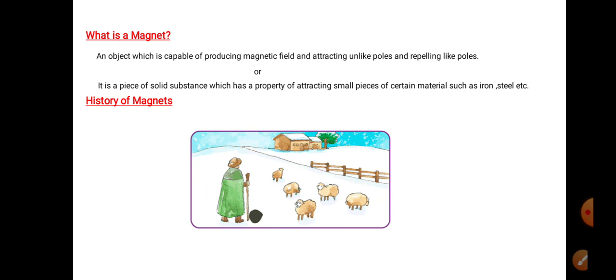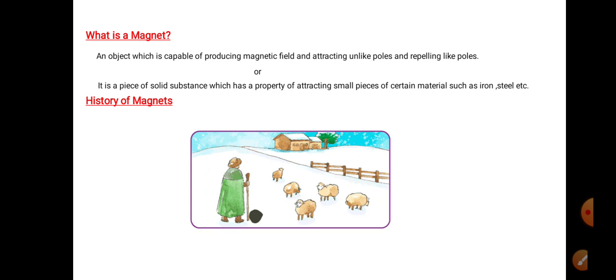So first we will see the magnet. What is a magnet? A magnet is a piece of solid substance which has the property of attracting small pieces of certain materials such as iron and steel, etc. Or we can say that it is an object which is capable of producing a magnetic field, attracting unlike poles and repelling like poles.